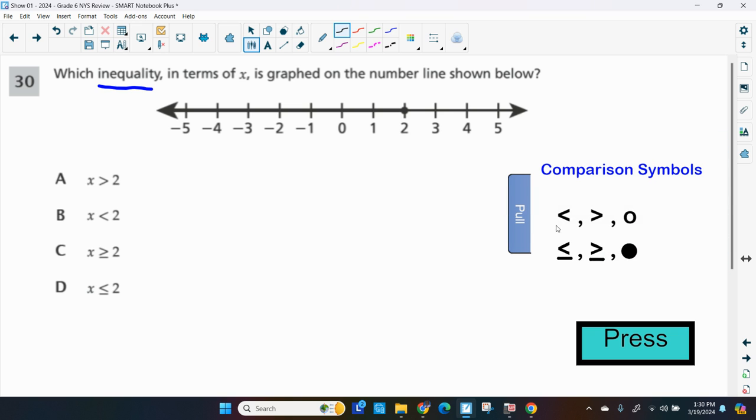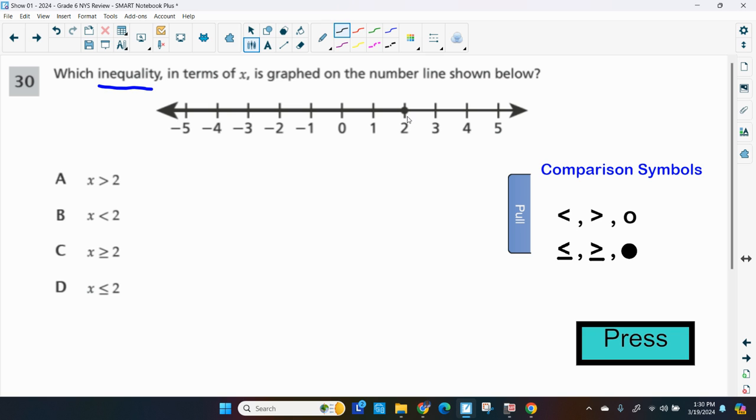Your other comparison symbols. We mentioned these first sets of 2, but there's now a graphing symbol that you should know. When you use an open circle, you use these 2 symbols. And when you use a closed circle, you use these 2 symbols. So where are we getting this open and closed circle?